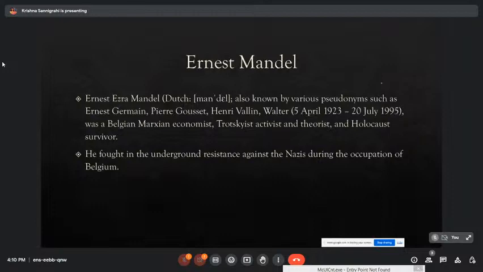Ernest Mandel, also known by various pseudonyms such as Ernest Germain, Pierre Gousset, Henri Valen, Walter, was a Belgian Marxian economist, Trotskyist activist and theorist, and Holocaust survivor. He fought in the underground resistance against the Nazis during the occupation of Belgium.